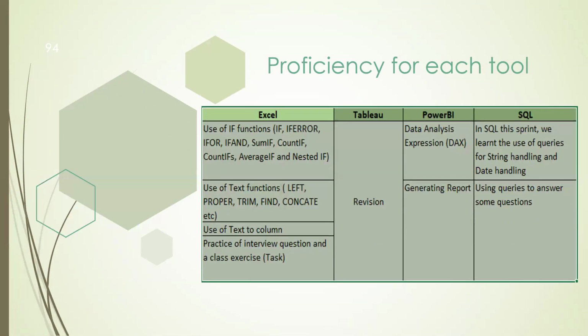This is the proficiency of each tool that we learned in the sprint. In Excel, we had training on IF functions, text functions, and text to column, and then we had practicals, where we practiced some interview questions and class exercises. In Tableau, we did revision and some practicals on the files and documents that were given. In Power BI, we had DAX, which is Data Analysis Expressions, where we did calculation of measures and generation of reports. In SQL, we continued to learn how to use queries for string handling and date handling, and we also used some questions to practice that. Next slide, please.